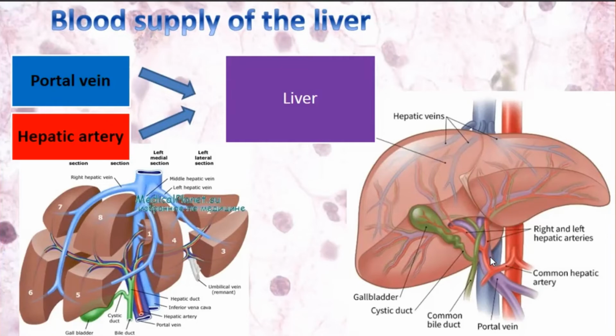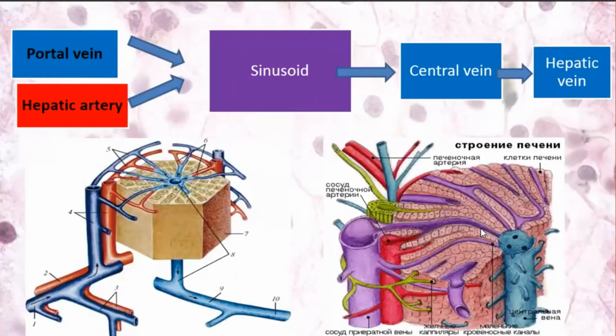Portal vein and hepatic artery branches go to the lobules, and bile ducts follow them, but they carry bile from the lobules to the common bile duct. And here we can see blood circulation inside the hepatic lobule.